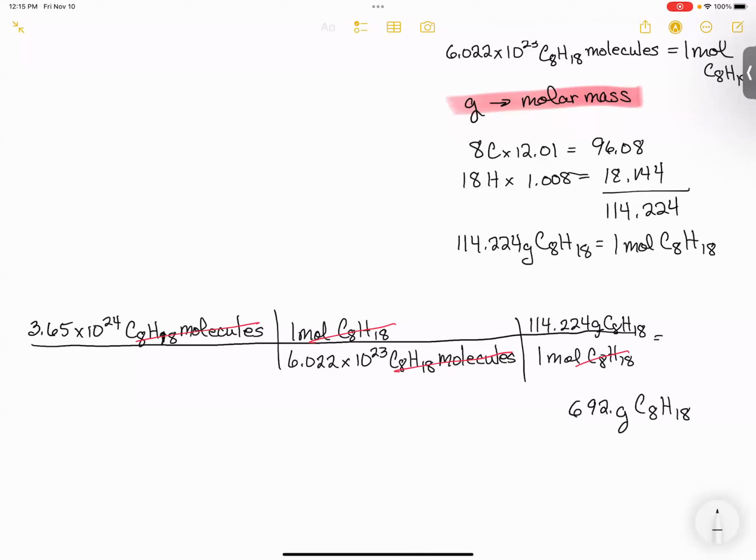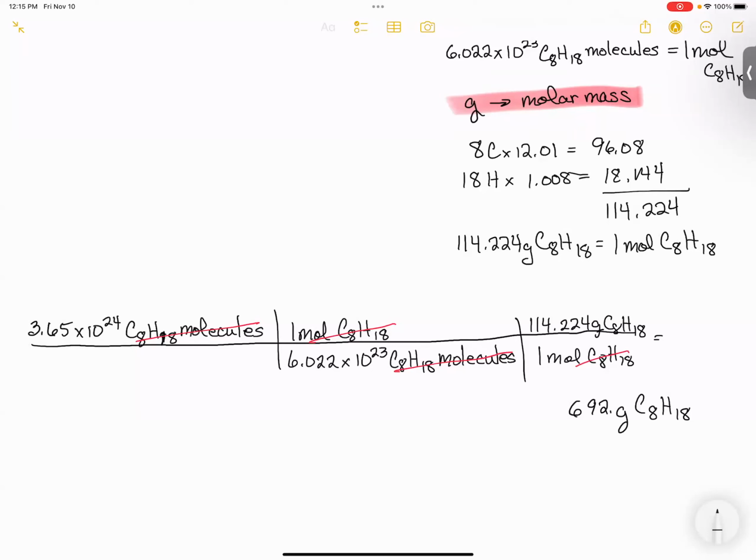I want you to look over the first few problems we did and review them and ask questions. Does your final answer have the same significant figures as the mass you get first?